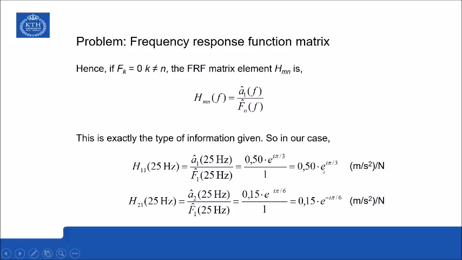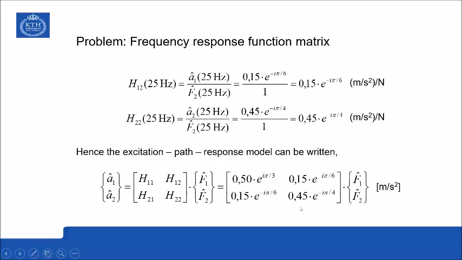So this is the result. And in a similar way, completely similar way, the H21 element is this. And the H12 is this. And H22 is this. So the model, excitation path response model, can be written in this way.